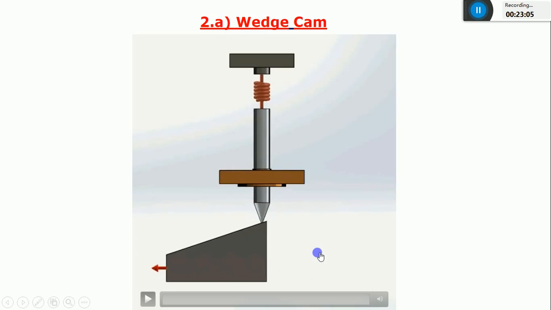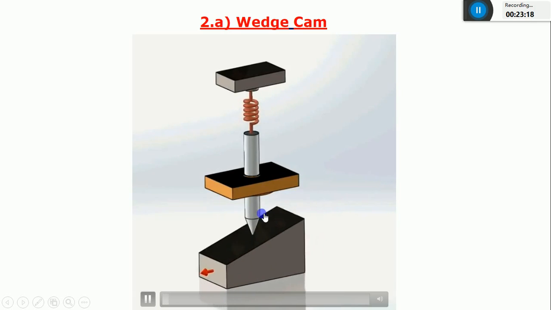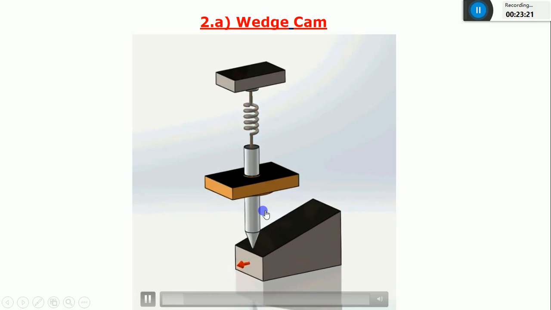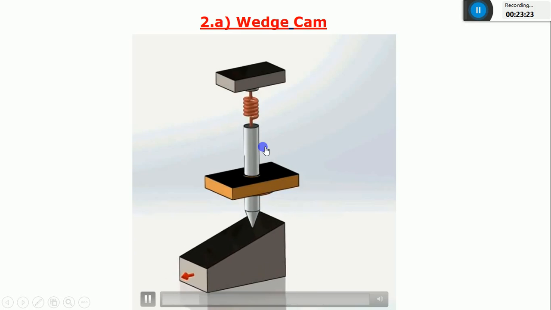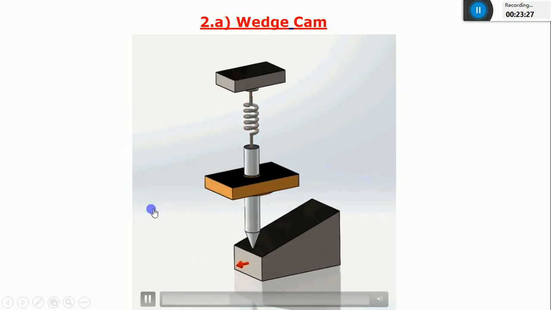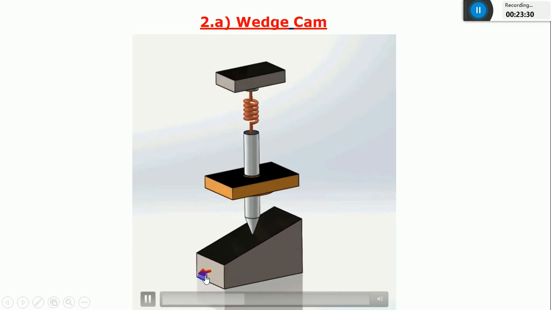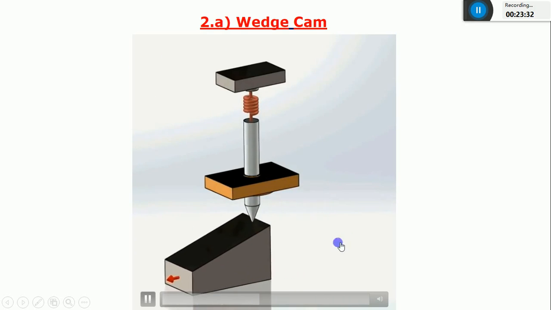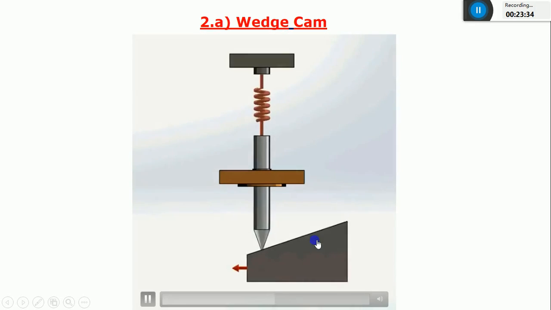So I can say that it is the simplest type of cam, in which the wedge-shaped cam moves from left to right and right to left, so that I can get the output as a translated motion in the upward and downward direction. This is the classification of the cam based on the shape of the cam. I'm considering the shape of this cam to be in the form of a wedge, so I can call it a wedge cam.